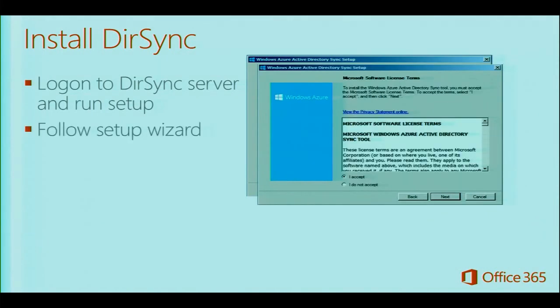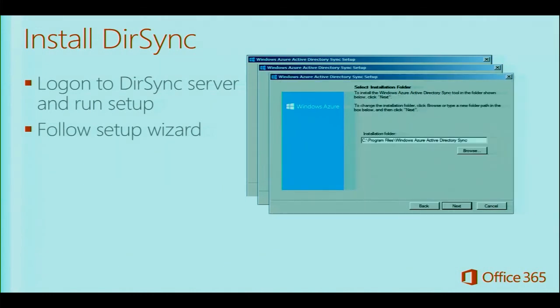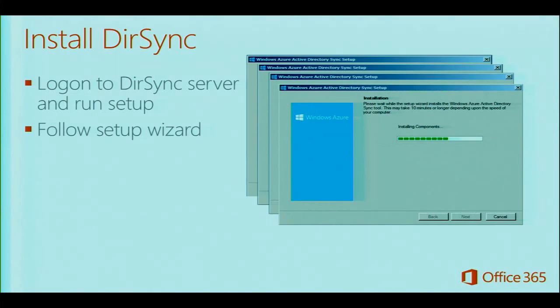You're going to get the welcome box. You'll follow the setup wizard. Obviously, you have to accept the license agreement. You'll select a path for it. There's very few reasons where you would change the default path. It will go ahead and install the components. It won't take too long, but remember again, we're doing things like installing SQL Server Express, so there's more than just installing the lightweight directory sync tool that's happening on the box at this point.